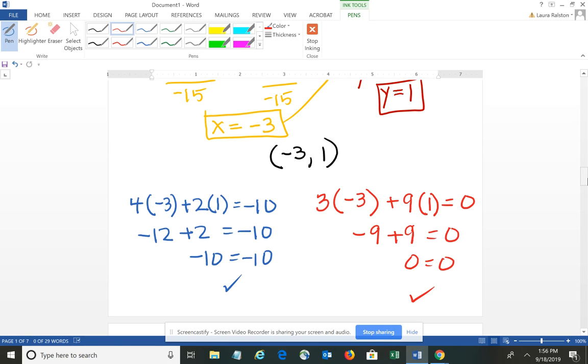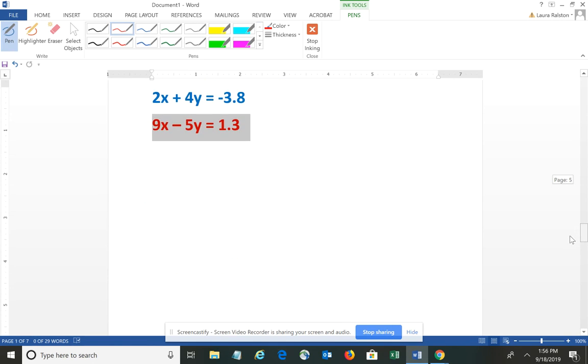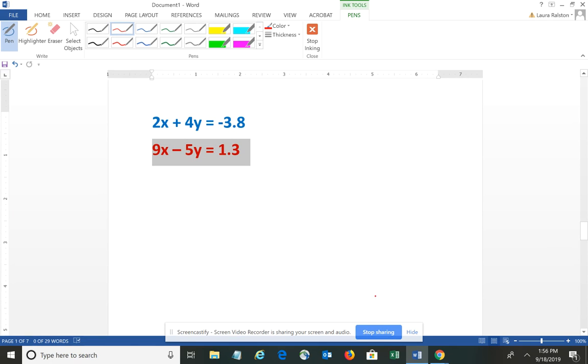Okay, one more. I have 2x plus 4y equals negative 3.8, and 9x minus 5y equals 1.3. Again, I have them color-coded. The other challenge that I have here is, again, I noticed that I don't have one of the equations with a coefficient of 1 on the variable. I do, however, notice that 4 is a multiple of 2, but 5 is not a multiple of 9. So if I use this second equation, it might get messy.